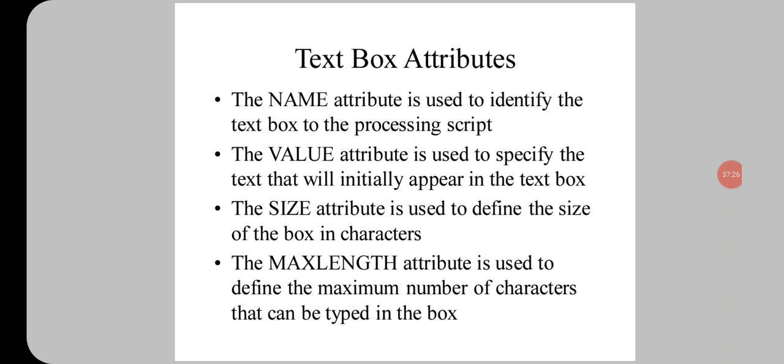So what are the different attributes or characteristics of a text box? The name attribute is used to identify the text box in the processing script. The value attribute is used to specify the text that will initially appear in the text box. The size attribute is used to define the size of the box, and the maxlength attribute is used to define the maximum number of characters that can be typed in the box.